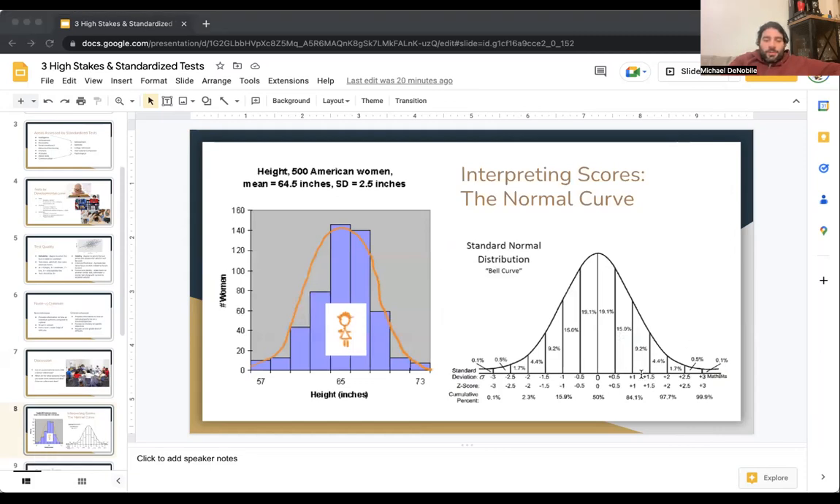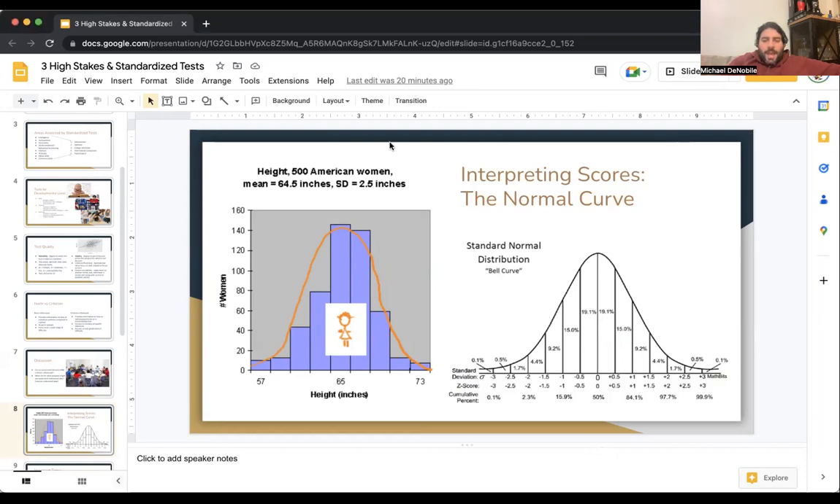Which now brings us to the normal curve. The normal or bell curve helps us understand where our students are. So here's an example on the left side. Let's say we measured 500 American women. We measured their height. Well, as you can see, as we start plotting their heights, they start naturally falling into a bell curve where the mean is in the center. In this case, the mean is 64.5 inches with a standard deviation of 2.5 inches. Don't worry, we're going to talk about what all of these mean, but all you need to know is that the results tend to land in a bell curve.